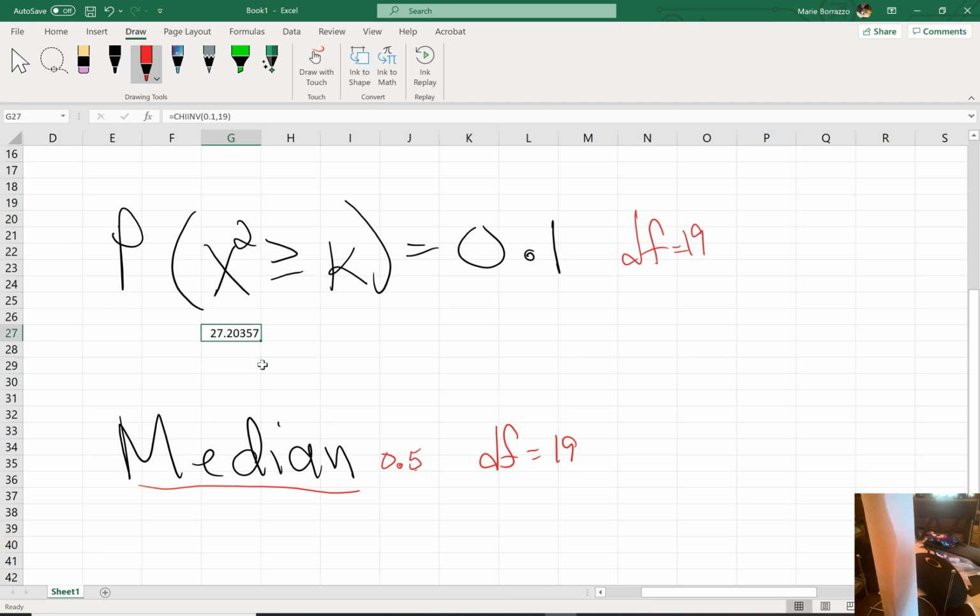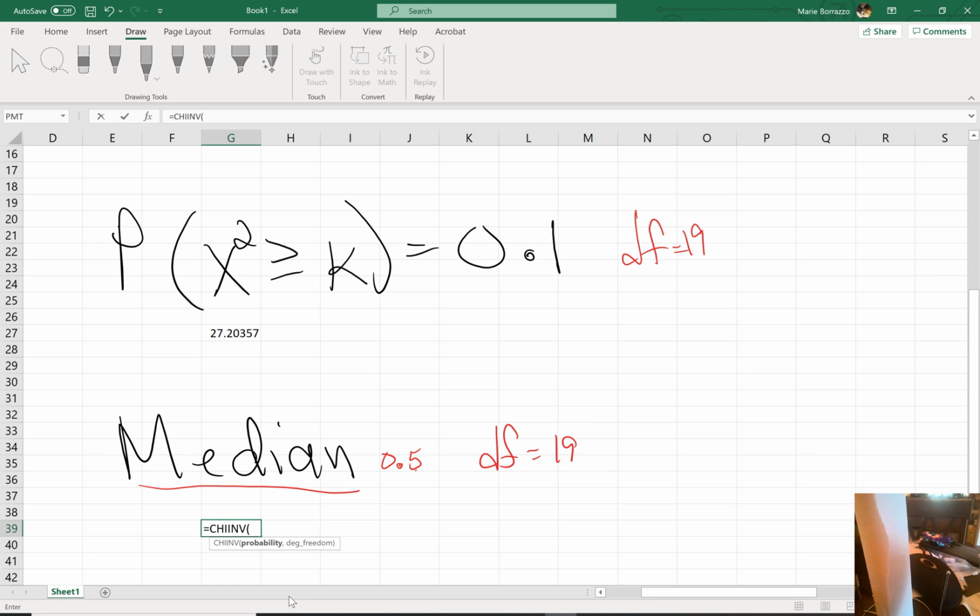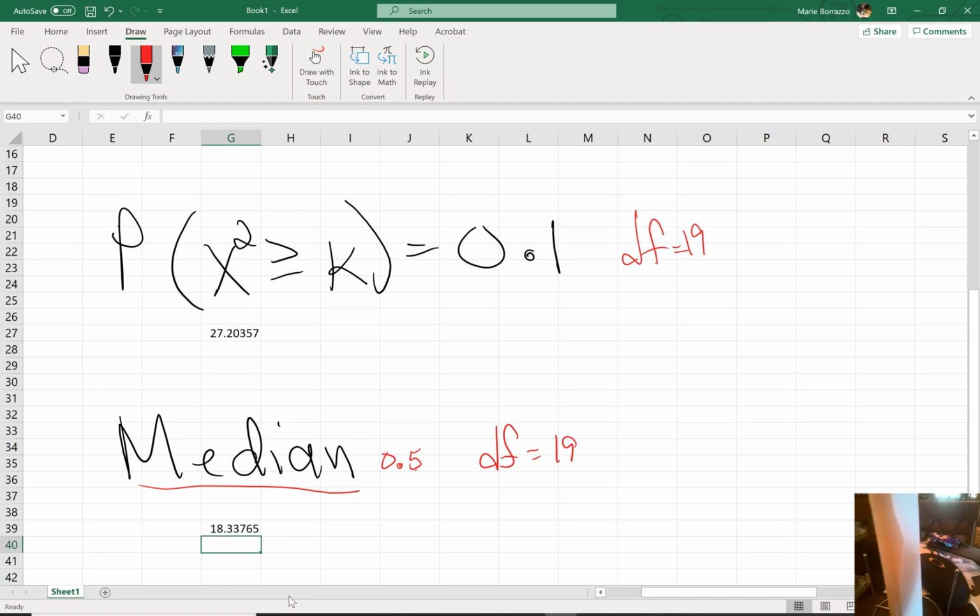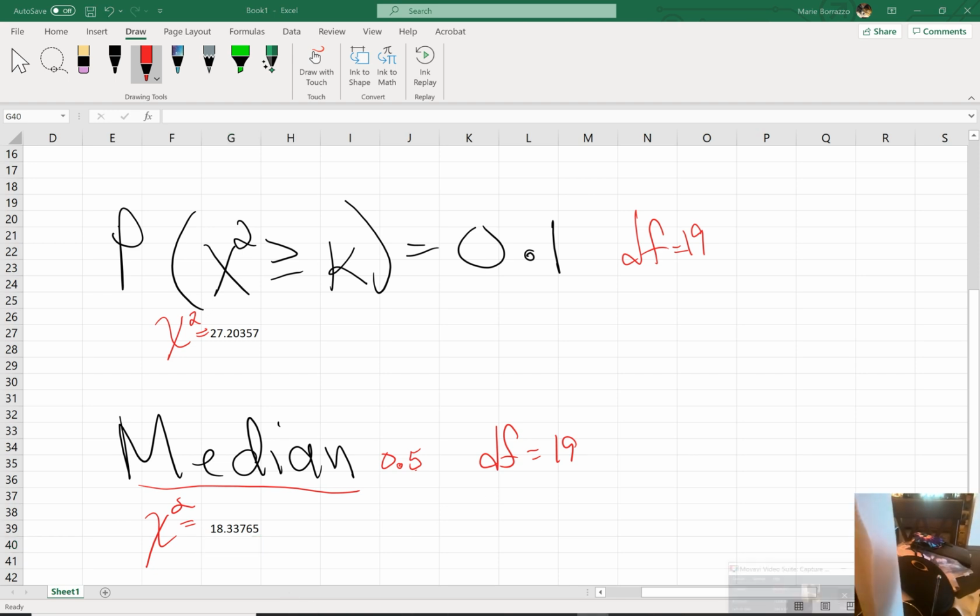And that's all you need to know. For the median, we would say equals chi inverse again. Double click. If you were going to use the chart, you get the same output. So this is 0.5 comma 19, because that's our degrees of freedom, and that gives me a chi-square of 18.337. So this is actually the chi-square value itself. This is chi-square equals, not probability. I hope this was helpful. This should help everyone with chi-square.